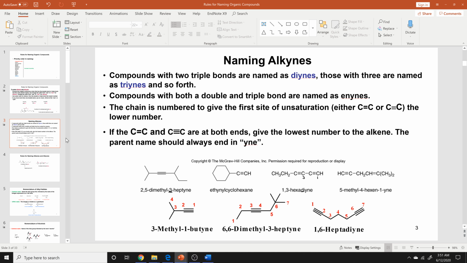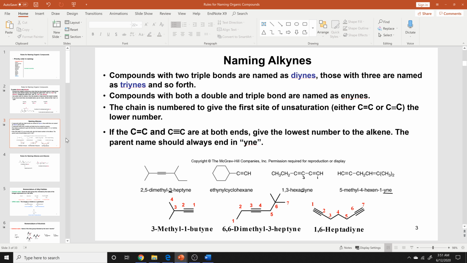Now, if you have a double bond and a triple bond, both in the same chain, always your ending has to be in the triple bond, always.